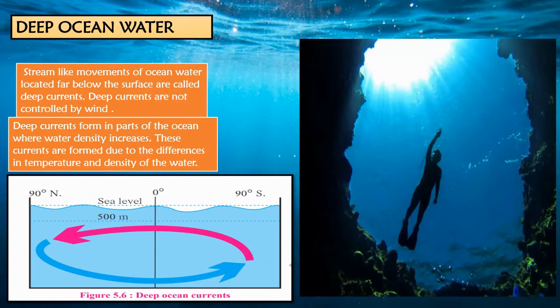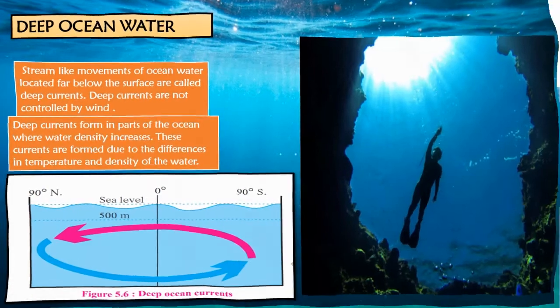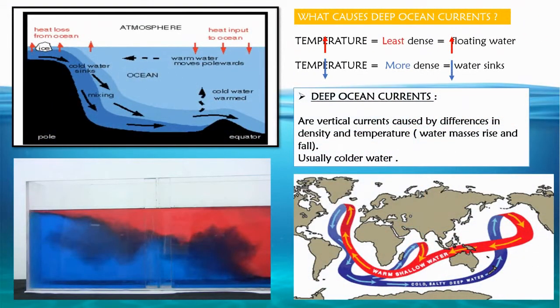Students, as you can see in the given picture, the water currents beyond the depth of 500 meters down till the ocean bed are considered to be the deep ocean waters. Students, now let us see how deep ocean currents are caused. Deep ocean currents are also called vertical ocean currents.